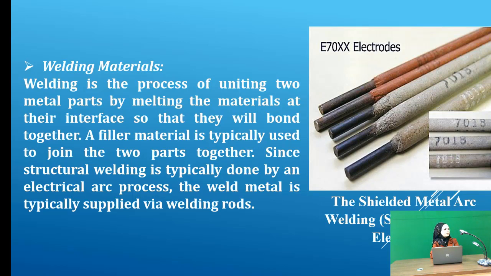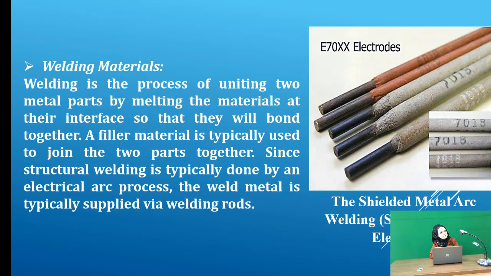Another material which is a part of steel structure design is welding material. We begin with the definition of welding. Welding is the process of uniting two metal parts by melting the material at their interface so that they will bond together. A filler material is typically used to join two parts together. Since structural welding is typically done by an electrical arc process, the weld metal is typically supplied via welding rod.